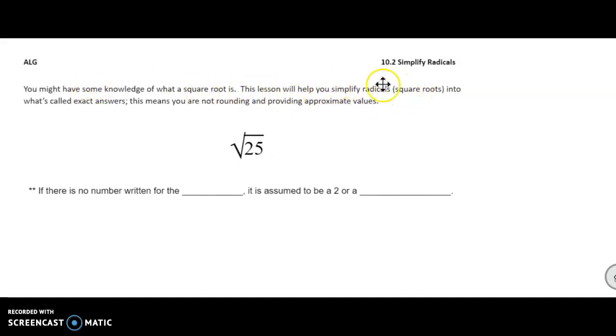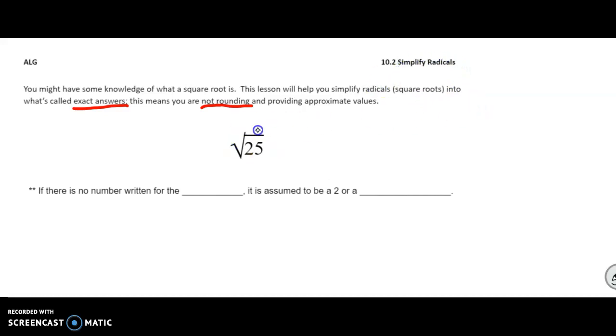If you look here in the directions, it says this lesson will help you simplify radicals into what's called exact answers. I am going to underline that much better, right? This means you are not rounding and providing approximate values. So in some sense, we're going to use the calculator for this lesson, but we're not going to use it to do some rounding, all right? So this lesson is going to provide how to simplify radicals into exact answers.